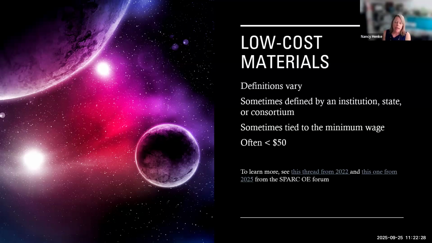But generally speaking, I will say that low cost tends to mean less than $50 for all the learning materials for that course. So at UNC, for instance, ours is $20. So we have determined that at our institution, $20 is what low cost means, but that actually might be different at other institutions. Okay, so here we go.